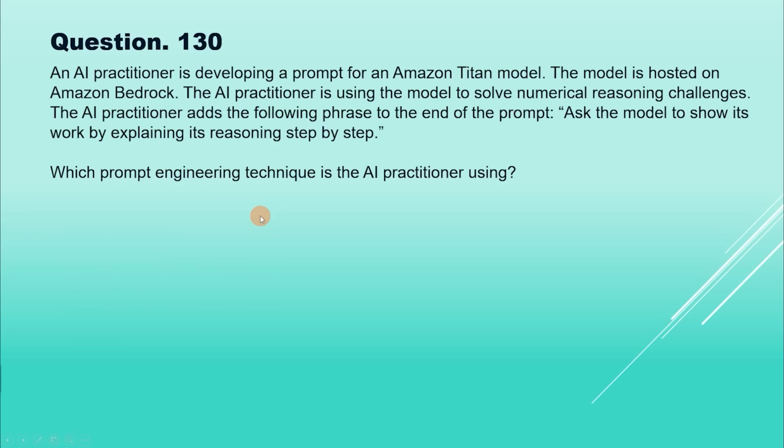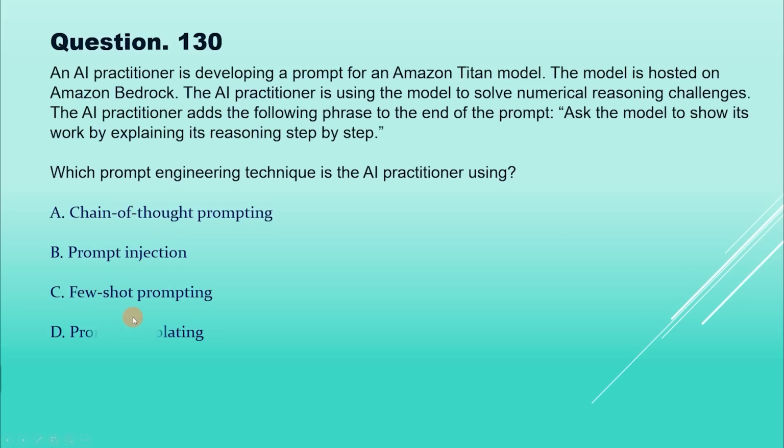Now question number 130. An AI practitioner is developing a prompt for an Amazon Titan model. The model is hosted on Amazon Bedrock. The AI practitioner is using the model to solve numerical reasoning challenges. The AI practitioner adds the following phrase at the end of the prompt: ask the model to show its work by explaining its reasoning step by step. Which prompt engineering technique is the AI practitioner using? Here are the options: chain of thought prompting, option B prompt injection, option C few-shot prompting, option D prompt templating. So try to guess the correct answer here.